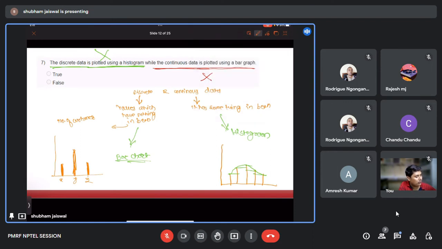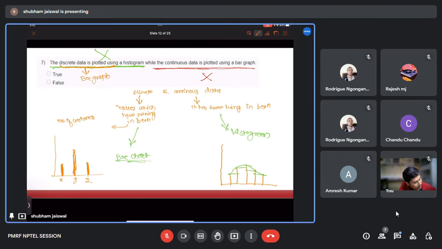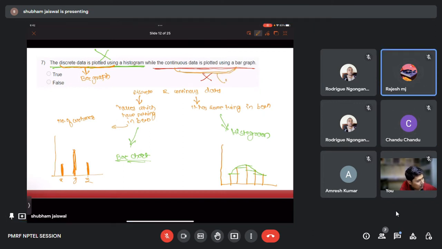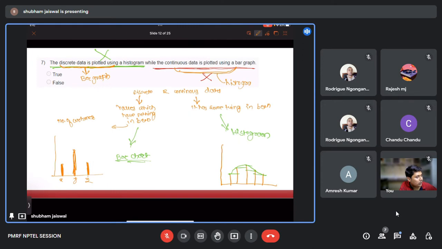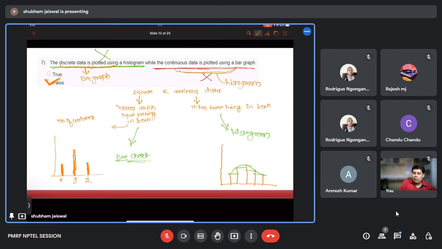So what is the correct one? The discrete data is plotted using which? How do we plot discrete data? Mr. Chandu, Mr. Rajesh? Bar graph. Bar graph. And the continuous data? Histogram, sir. Histogram. So is this statement correct, true or false? False, sir. False. Yeah. The correct answer is false.